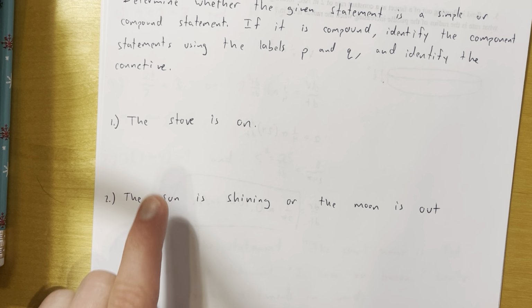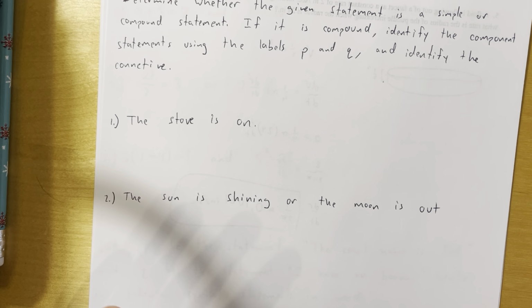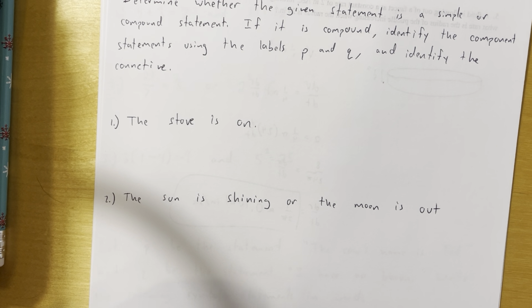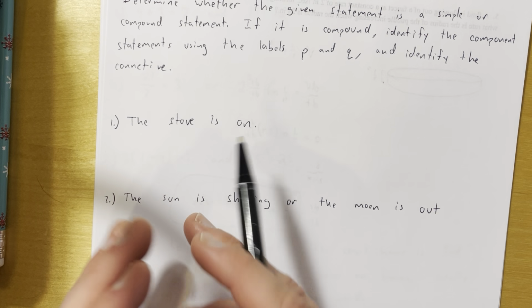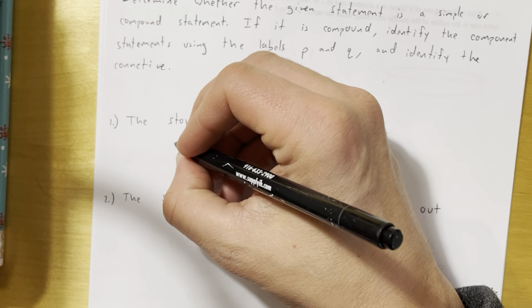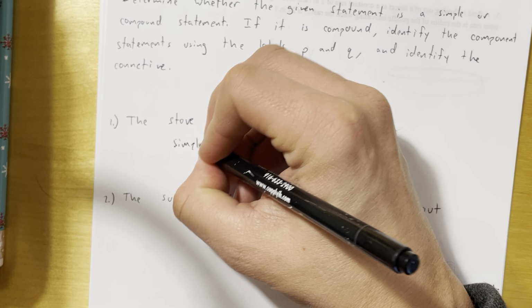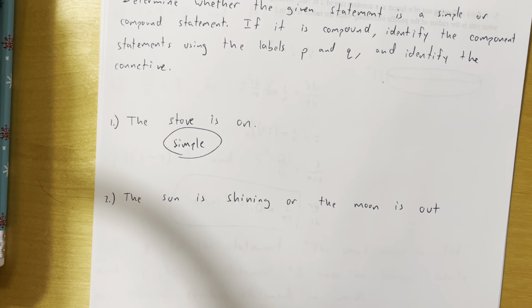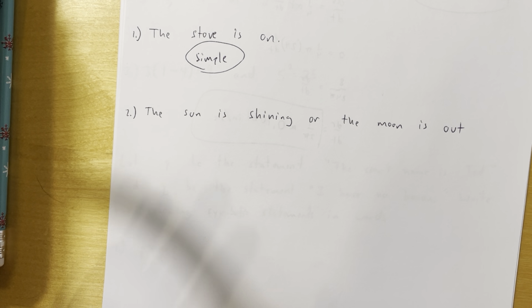So starting with this first statement, the stove is on. I don't see and, or, or anything like that showing up in this statement. There's really just one single thing being communicated in this statement. This is a simple statement. It's not compound. There's not two statements that are being combined somehow. So that's all there is to do for that one.